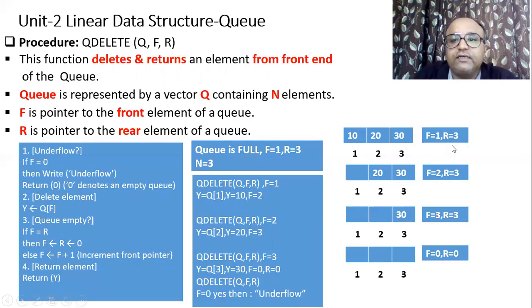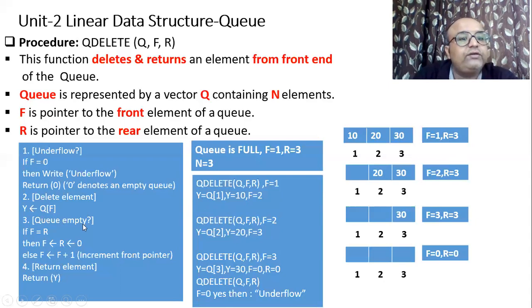Now see here, in the first case, F is 1 and R is 3. So both are not the same. When both are not the same, it indicates this is not your last element. Still we have some more elements. Correct? Your Q is not going to become empty. So now if you observe, here we have Y equal to 10.